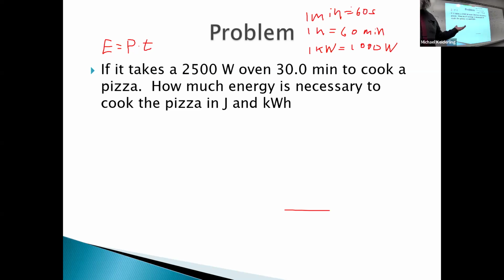Basically, we need to do this in 2 ways. One, to find joules, you want to multiply watts by seconds. To find kilowatt hours, you want to multiply kilowatts by hours. So you'll need to convert the time into both hours and seconds, and convert the power. You'll need it in both watts and kilowatts.